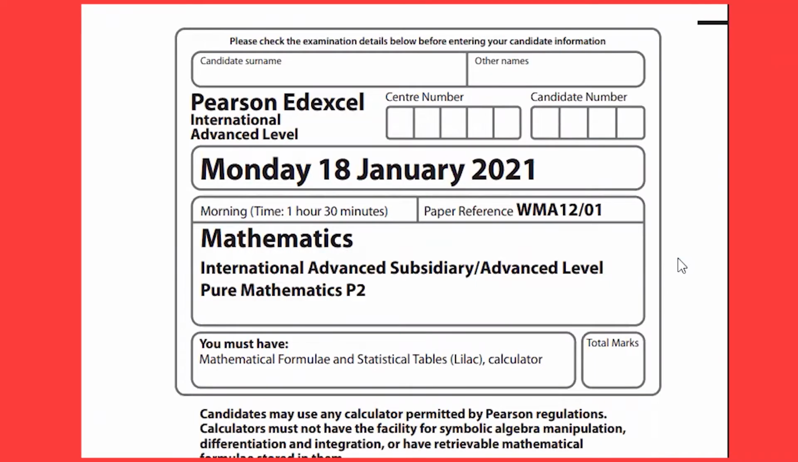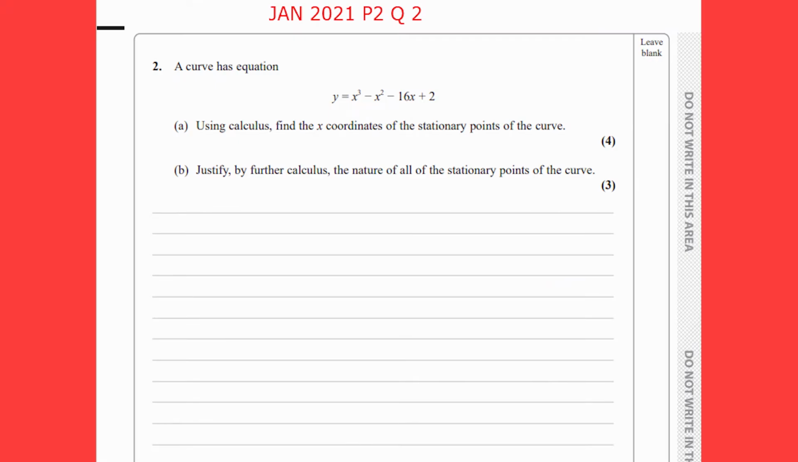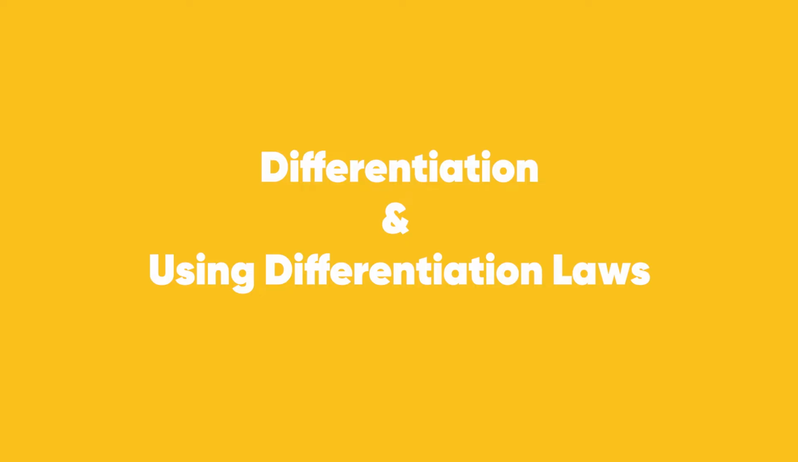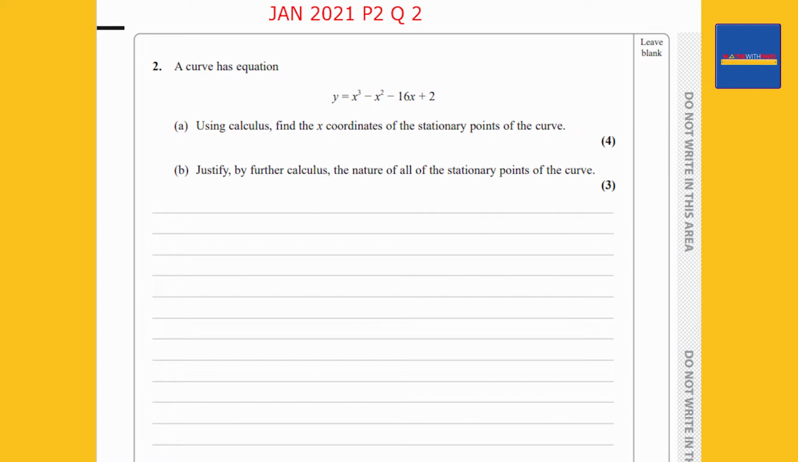Today I shall be discussing a question from the P2 January 2021 paper. It's based on differentiation and using the differentiation laws. Now the question begins with y is equal to x cubed minus x squared minus 16x plus 2. Using calculus, find the x coordinates of the stationary points of the curve.